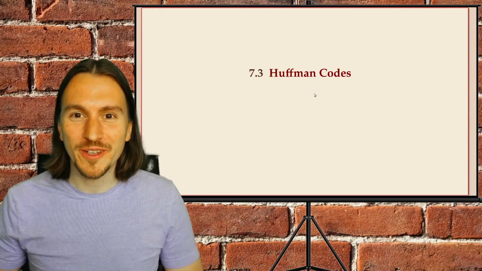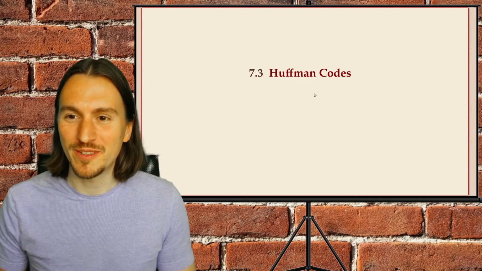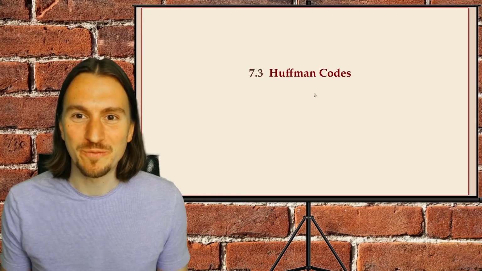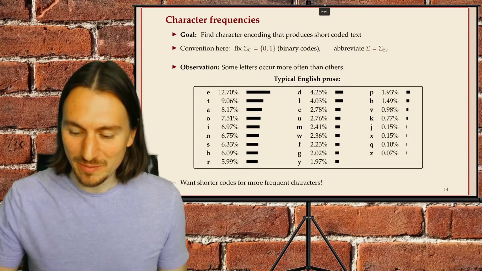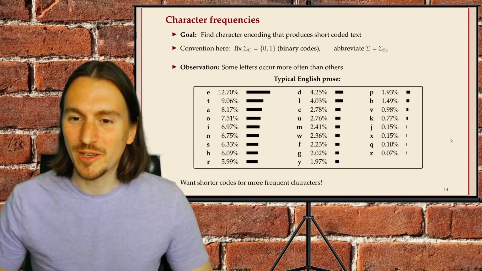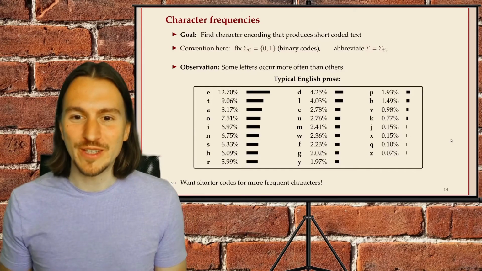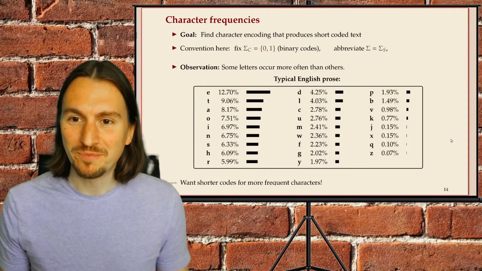In the next subsection, I want to introduce the first non-trivial compression method, and these are the Huffman codes. Huffman codes basically exploit the observation that some letters, some characters occur more frequently than others, and we would like to take advantage of that.